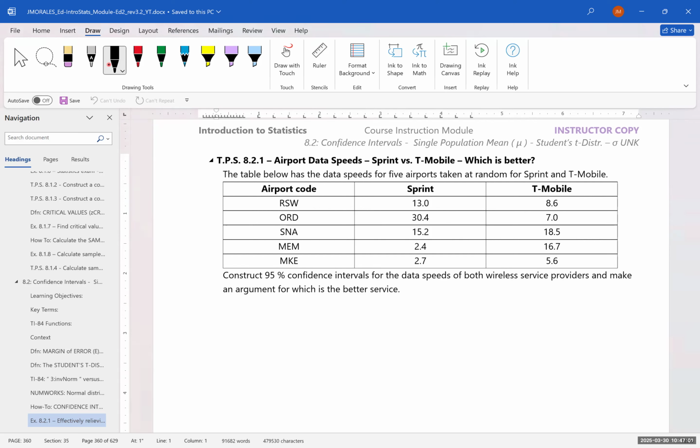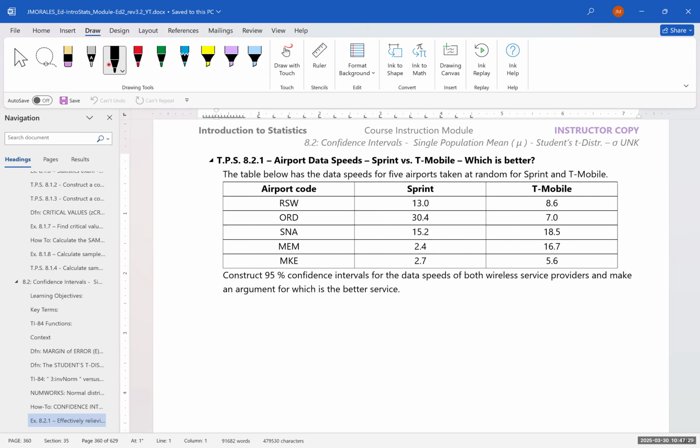So here we have 5 airports denoted by an airport code. And then here we've got Sprint and T-Mobile with their respective speeds at those airports. So construct a 95% confidence interval for the data speeds of both wireless service providers and make an argument for which is the better service.